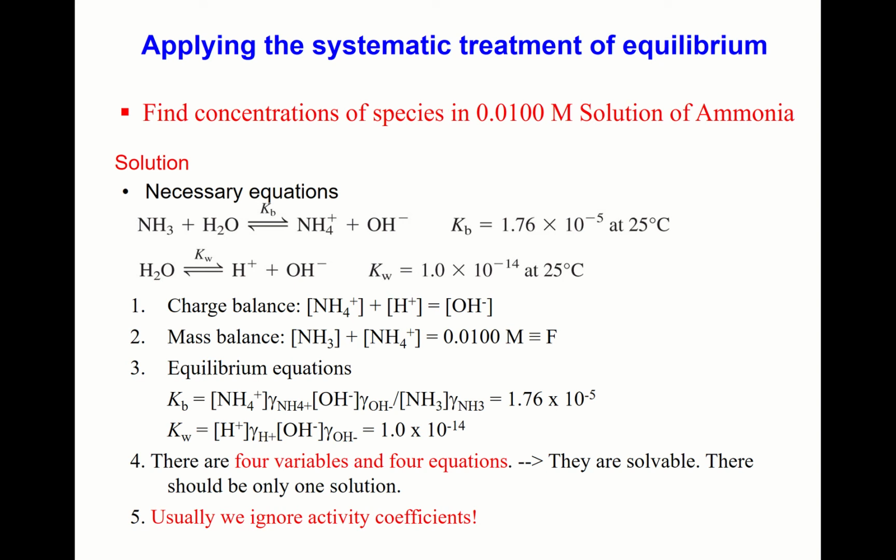Of course, ammonia dissociates in water. Ammonia reacts with water and gives ammonium ion and hydroxide ion. That's why ammonia is basic. It gives rise to hydroxide ion. For this reaction, the equilibrium constant Kb is well known, which is 1.76 times 10 to the minus 5 at room temperature.